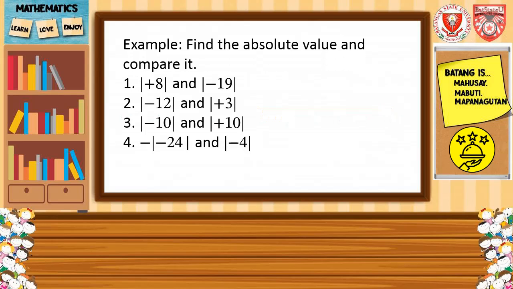Another example: find the absolute value and compare the two absolute values. Number 1, we have the absolute value of +8 and the absolute value of -19. Number 2, the absolute value of -12 and the absolute value of +3. Number 3, the absolute value of -10 and the absolute value of +10. And last, the absolute value of -24 and the absolute value of -4.